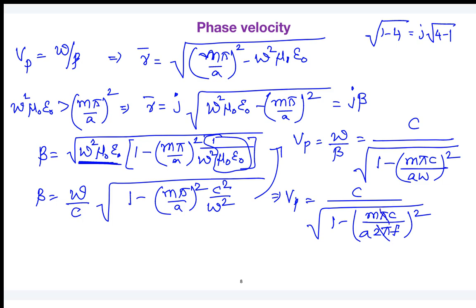And we know this m c by 2a is basically called the cutoff frequency. So I can define the phase velocity is equal to c by root over 1 minus (fc by f) whole square. So any questions here?